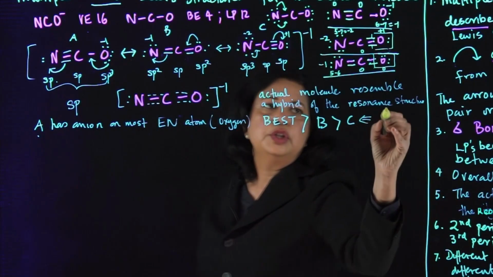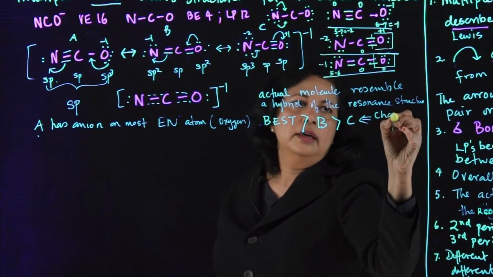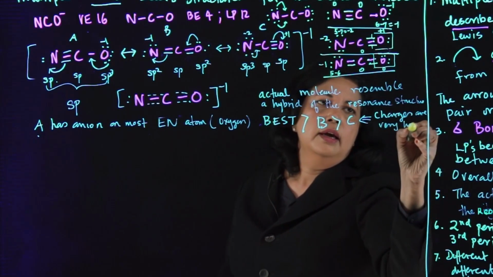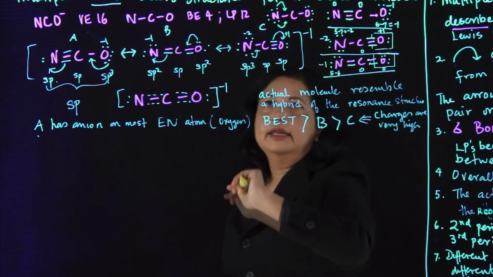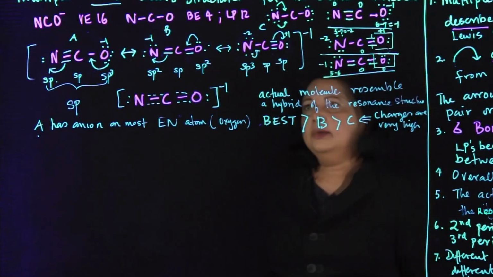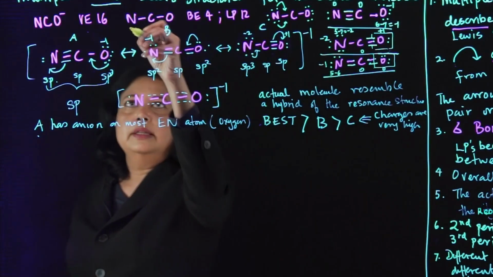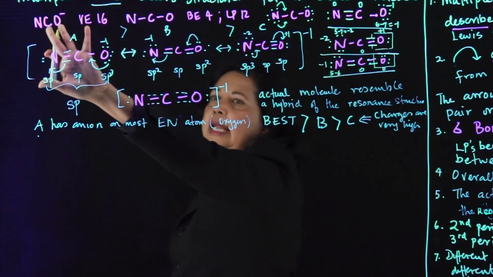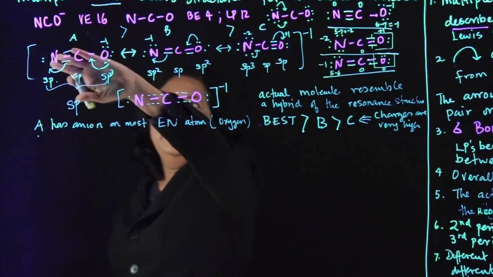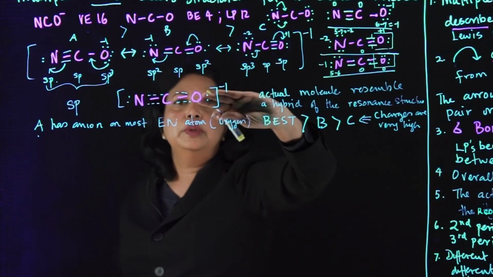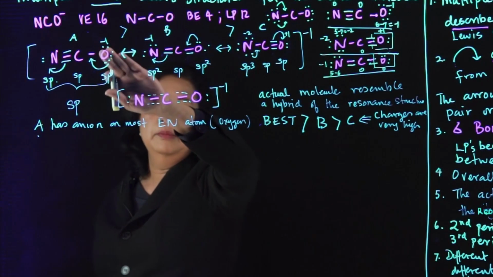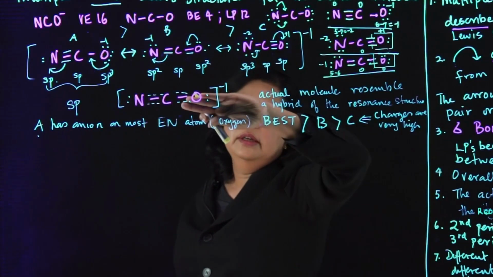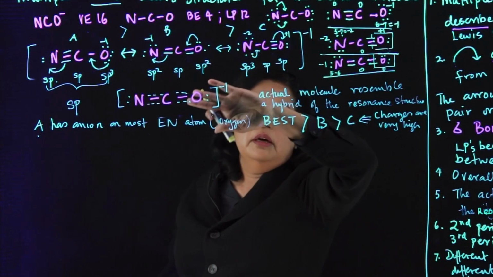Here, charges are too high. Charges are very high, and they're not on the most electronegative atom either. So for those purposes, A would be better than B, B would be better than C. That means the actual molecule would have an electron density shifted more towards the oxygen than the nitrogen, because the minus is on the oxygen. That really shows a shift in the smearing is more towards the oxygen.